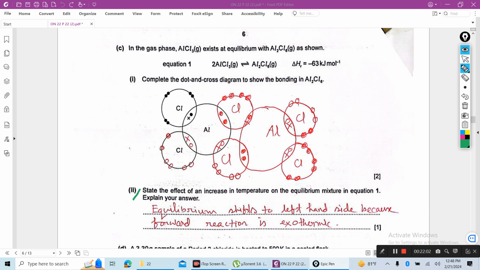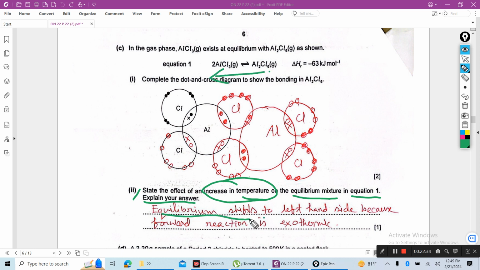Now state the effect of an increasing temperature on the equilibrium mixture in equation 1. Explain your answer. If you increase temperature, according to Le Chatelier's principle, the reaction needs to decrease the temperature. If it goes in the endothermic direction, it will absorb heat and temperature decreases. So as temperature increases, it will go right to left.